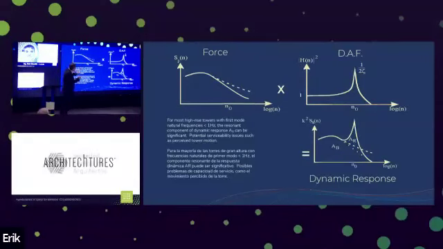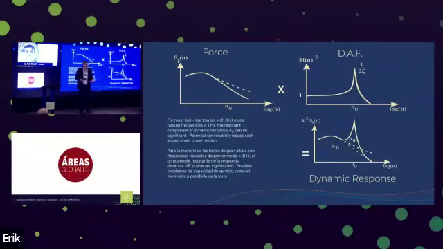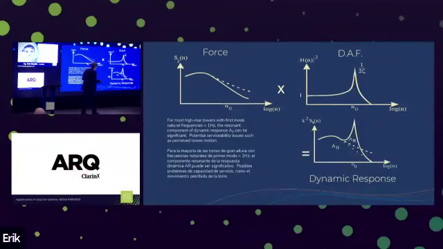A little bit of sort of mathematics and graphics here, but basically what we're doing is combining the force spectrum from the wind tunnel and the dynamic amplification factor that's essentially provided by the engineers on the project. We combine the two and we get a dynamic response spectrum. And traditionally, a lot of structures, such as high-rise towers, have first mode natural frequencies less than 1 hertz, where there's a lot of energy in that wind turbulence to excite the structure.